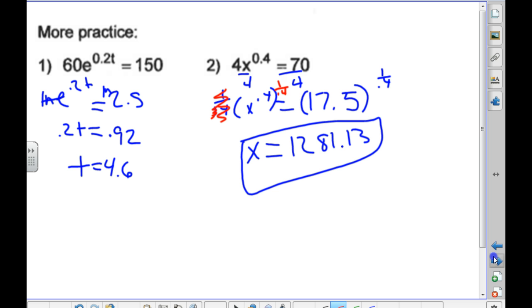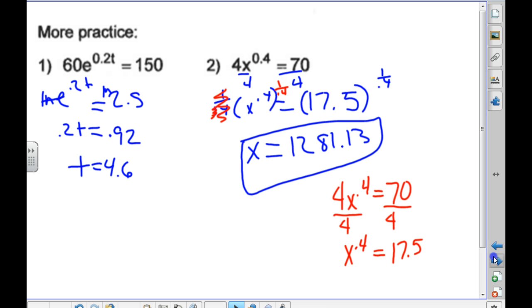Better? Can you write the steps again, just so I can see how? Yes. Divide by 4. And that came out 17.5, okay?